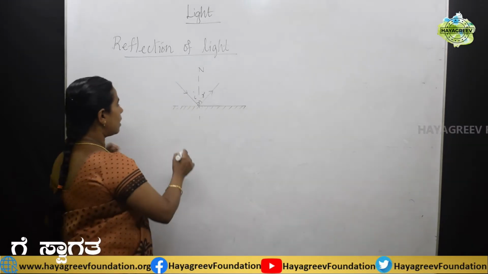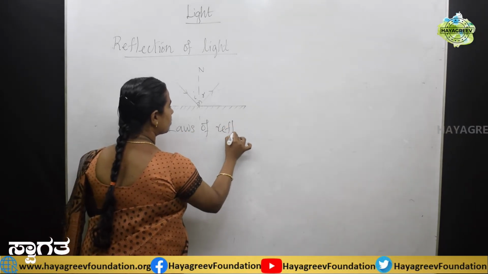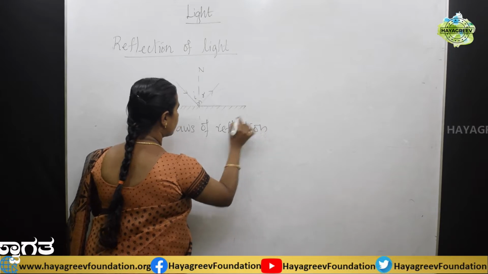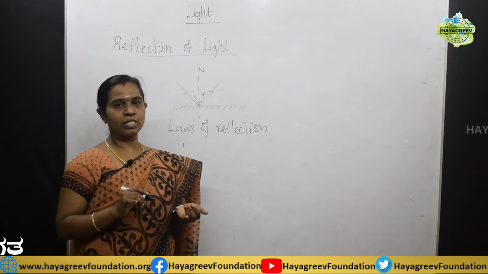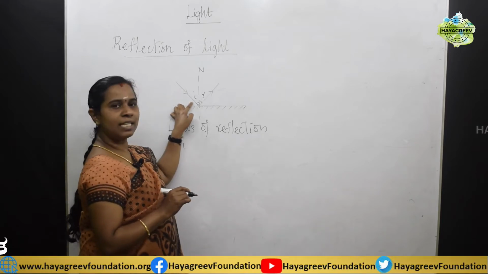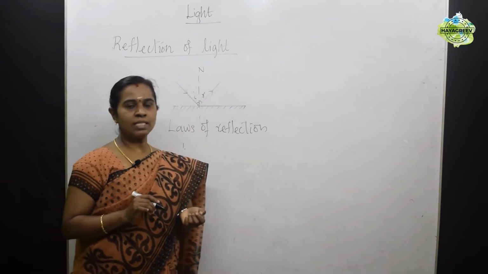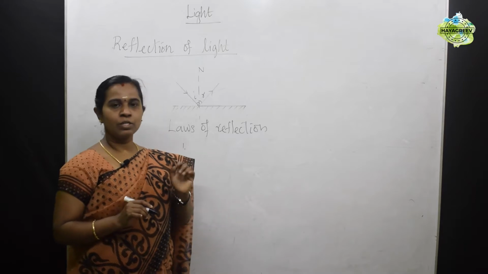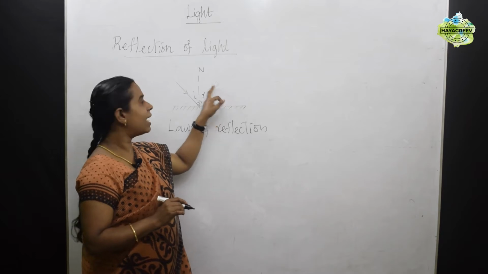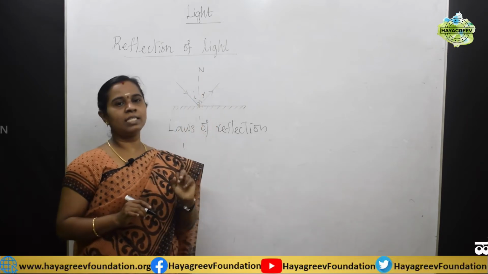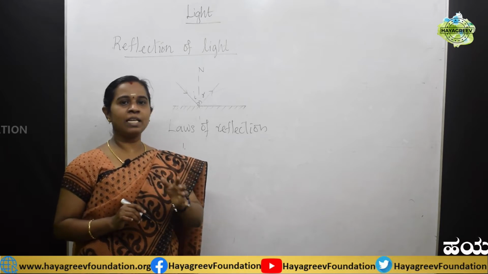The first law, which is the same as for the laws of refraction also: the incident ray, the reflected ray and the normal drawn at the point of incidence all lie in the same plane. One more time I am repeating: the incident ray, the reflected ray and the normal drawn at the point of incidence all lie in the same plane. We cannot say same place, we have to say the same plane.